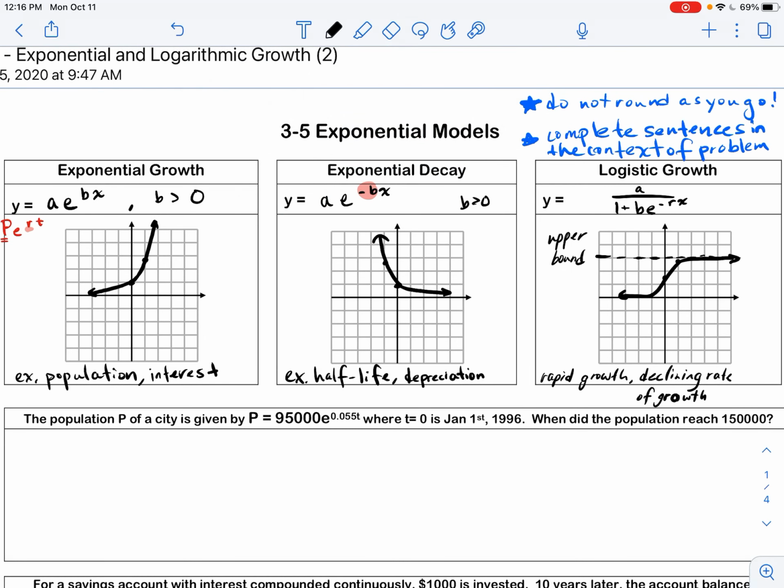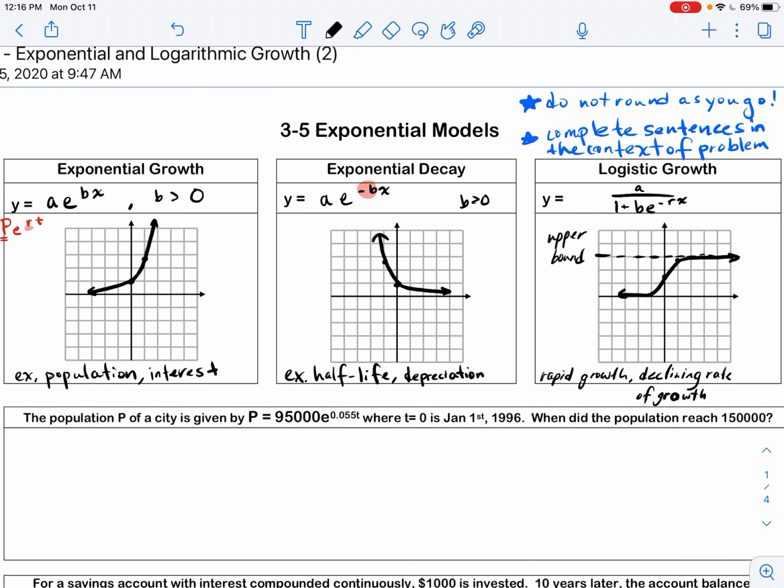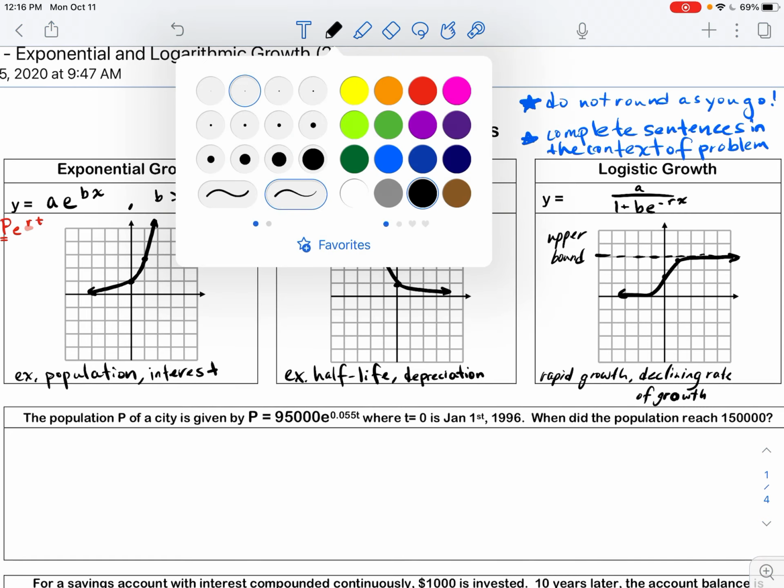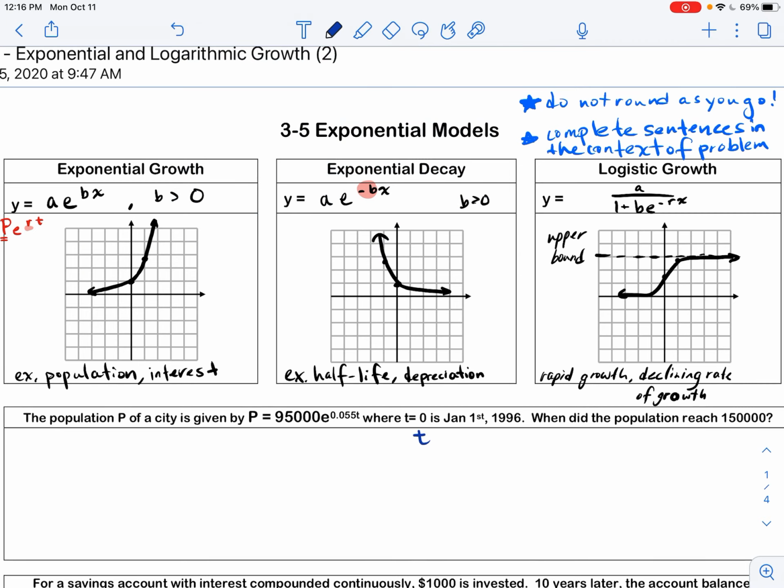Okay, let's look at this first problem. The population P of a city is given by this function here, where t is equal to 0 on January 1st, 1996. When did the population reach 150,000? So a couple things that are actually missing here. One, I should note that t is in years. And the second thing that I should note is I want to give my answer in the month of the year where this occurs. So we're going to give our answer in the month of the year that our population reaches 150,000.